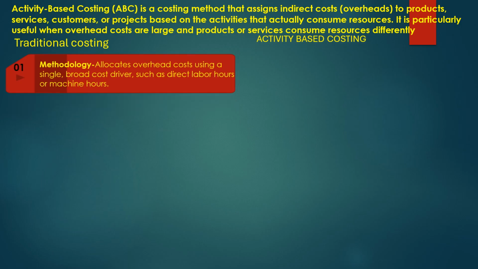Now, activity-based costing is a costing method that assigns indirect costs to products, services, customers, or projects based on the activities that actually consume the resources. It is particularly useful when the overhead costs are large and products or services consume resources differently. Methodology: traditional costing allocates overhead costs using a single broad cost driver such as direct labor hours or machine hours.